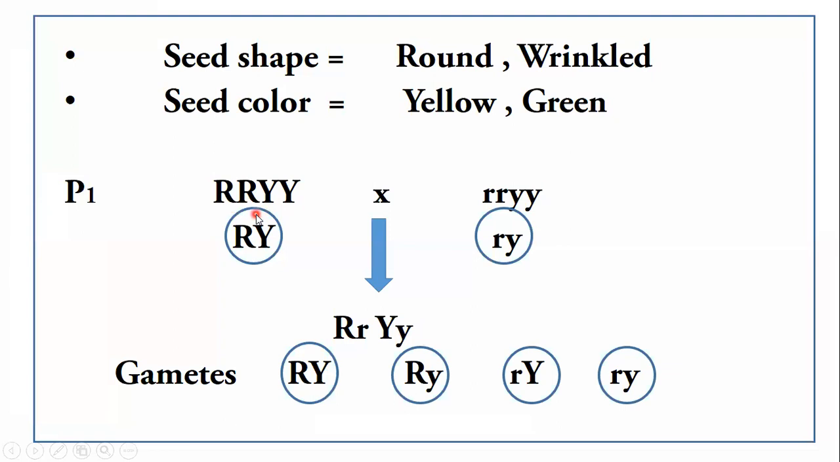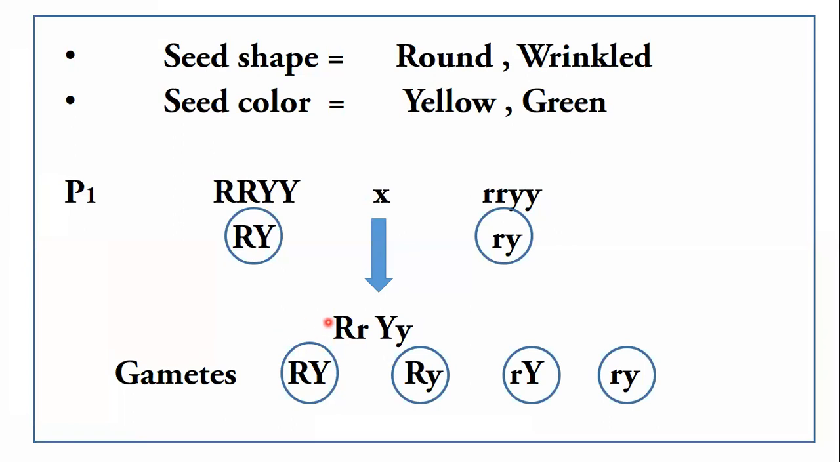So the round yellow parent is mated with the wrinkled green parent. Both of them will form the gametes, and the F1 offspring was formed. The F1 offspring has the phenotype round yellow. So the round yellow phenotype of the F1 offspring indicates that the round allele is dominant over wrinkled, while the yellow allele is dominant over green. And the genotype of the F1 offspring must be heterozygous because the parents are present in homozygous condition.